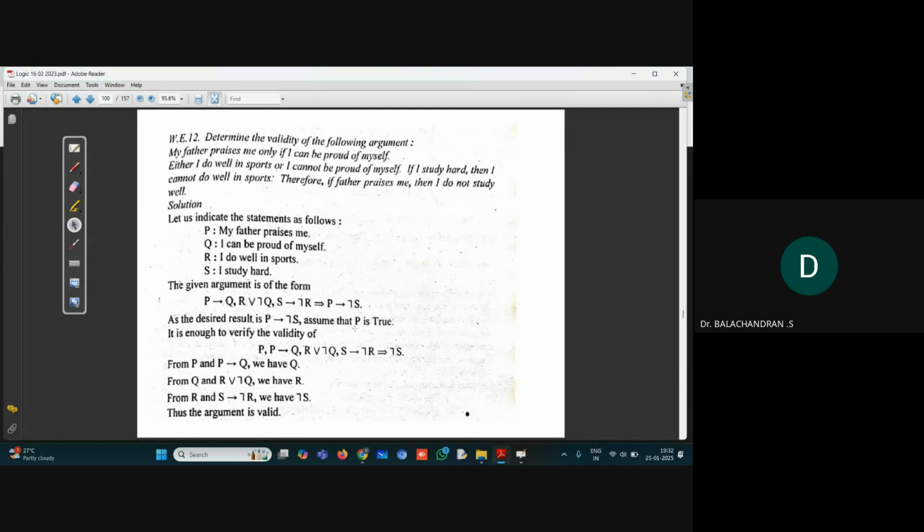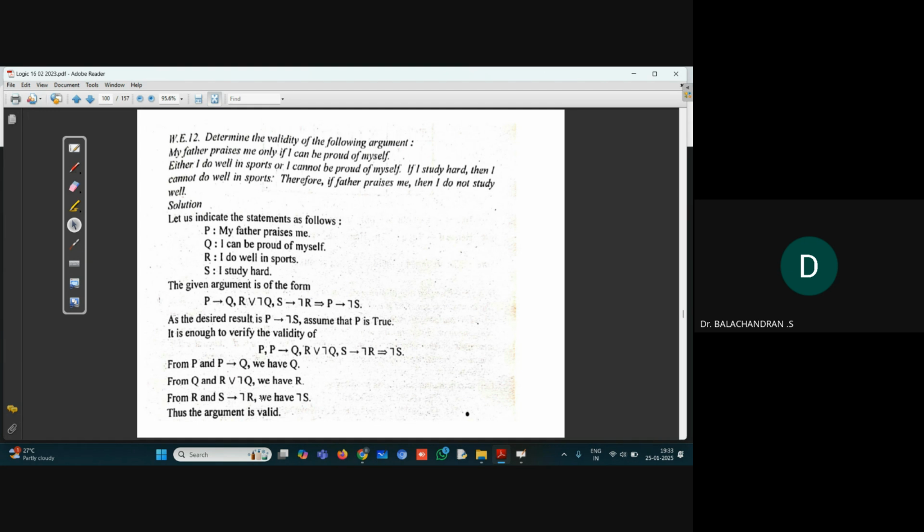That's why here I am going to assume A. Here instead of A, I have P. P I am assuming true, which means I am assuming an additional premise. So P, comma, P implies Q, R or negation Q, comma, S implies negation R, implies B, and B is negation S. Now P, comma, P implies Q gives Q. Now Q I have, so Q, comma, R or negation Q gives R.